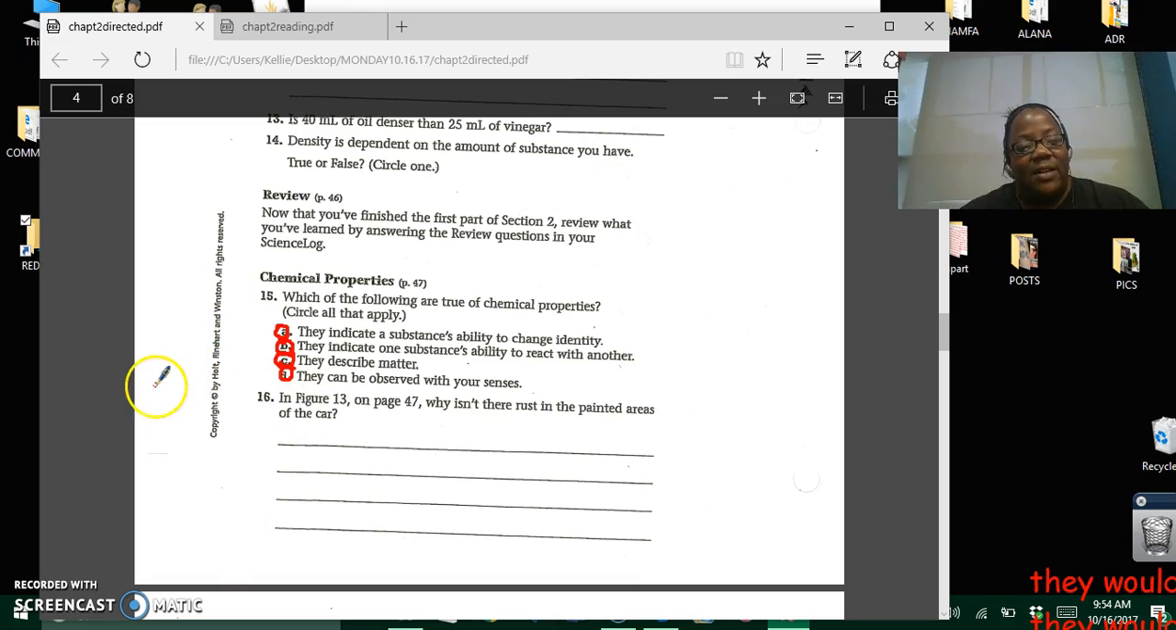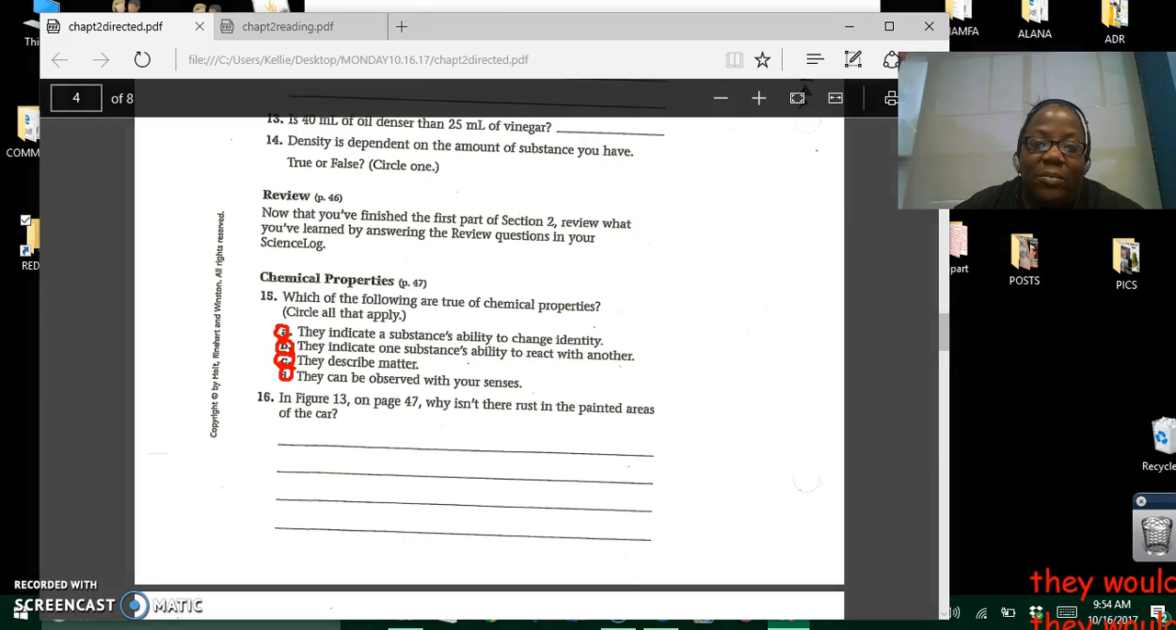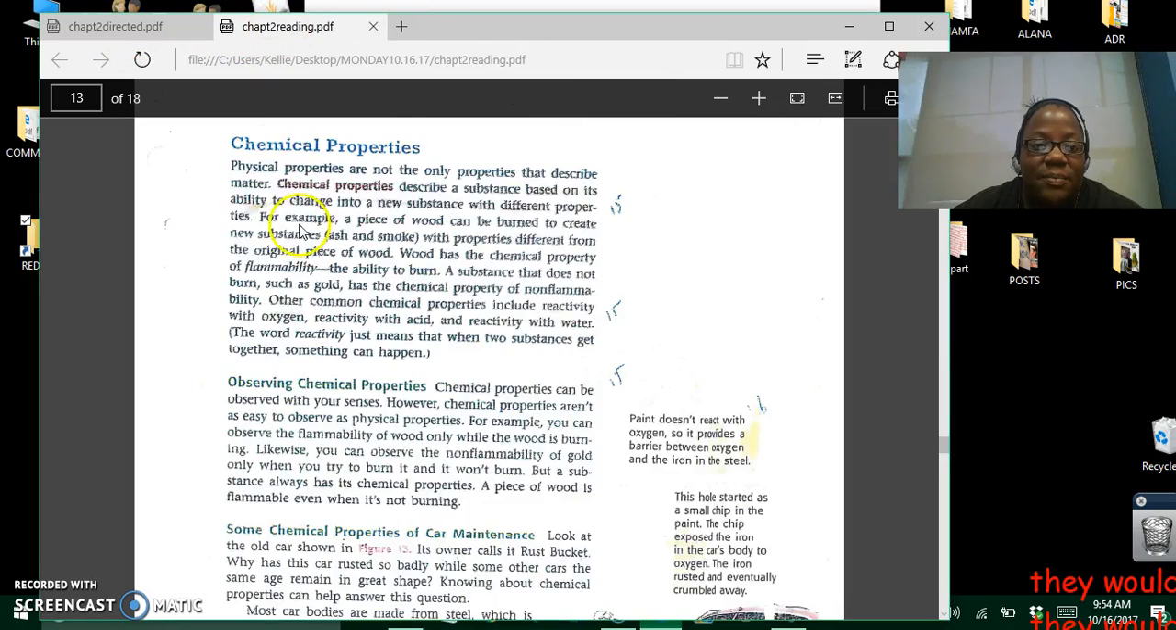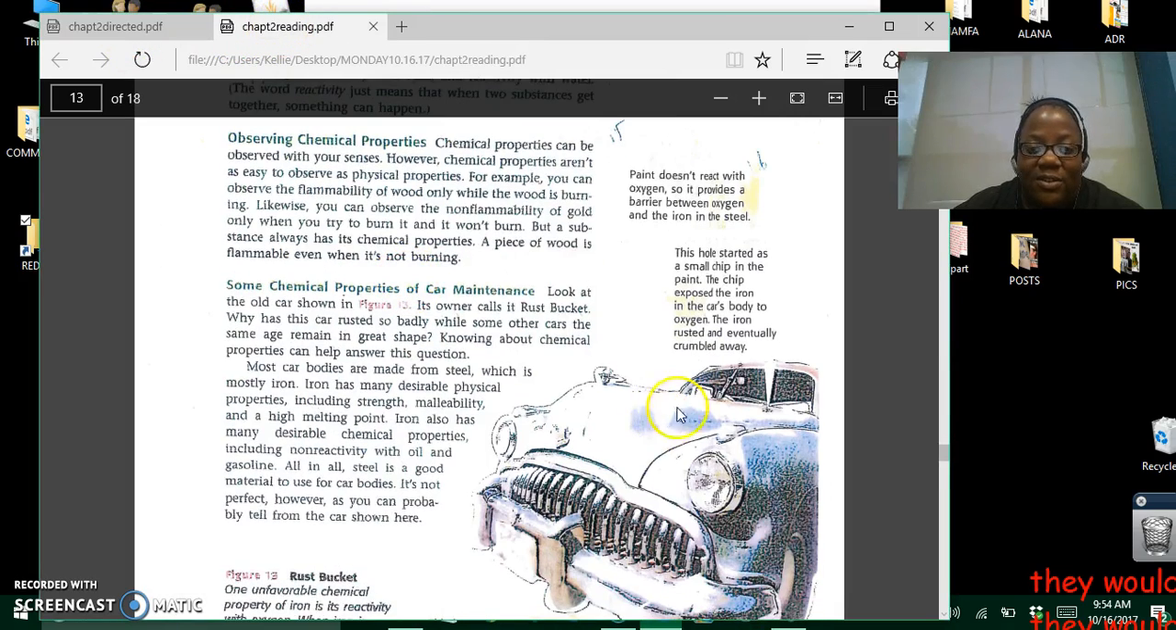And number 16 and figure 13 on page 47. Why isn't there rust in the painted areas of the car? Oh, I remember this question. Let me go back and take a look at that old beat-up car. Here. Some chemical properties of car maintenance. So, reading this. Look at the old car in figure 13, I think, or 15. Its owner calls it Rust Bucket. The name of the car is Rust Bucket.